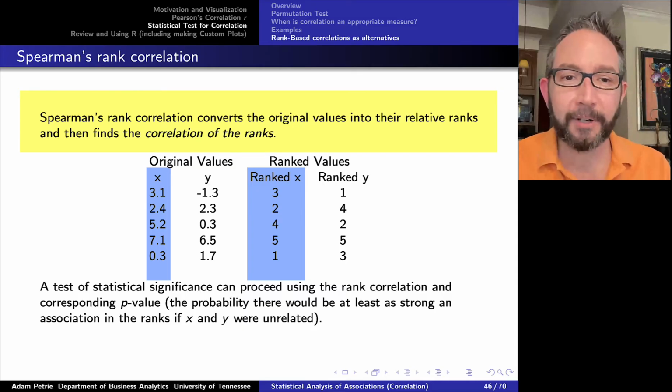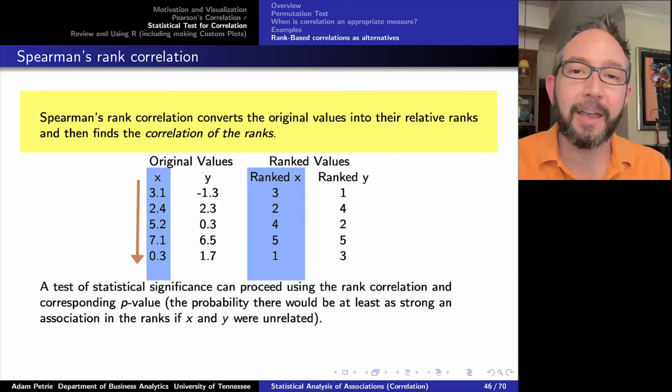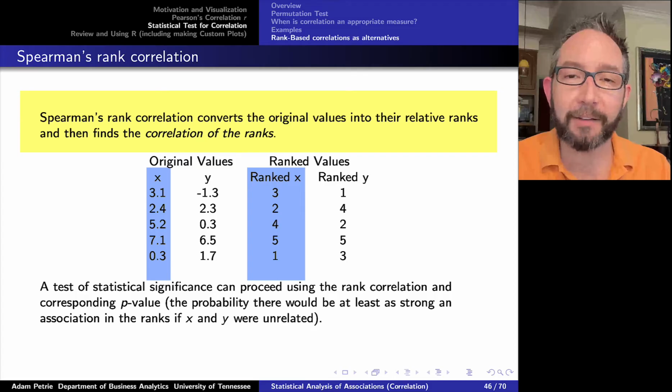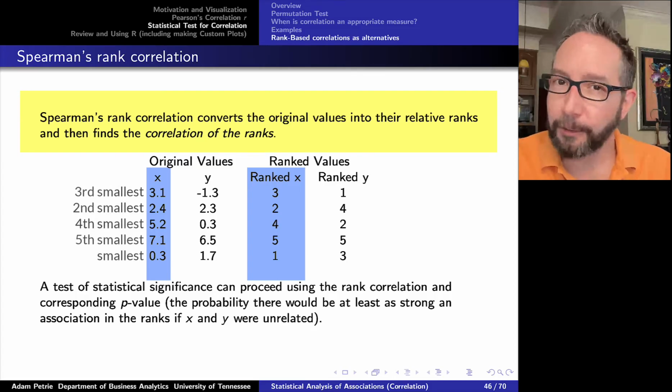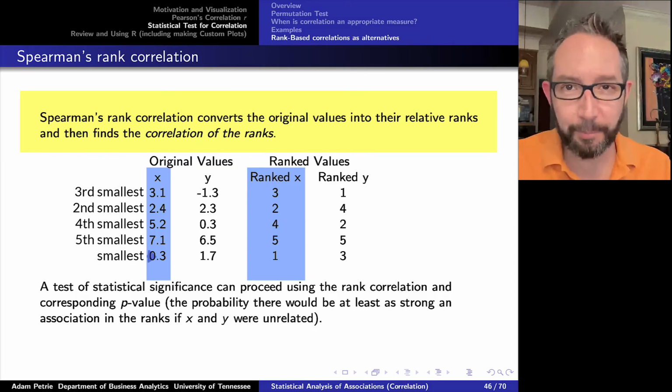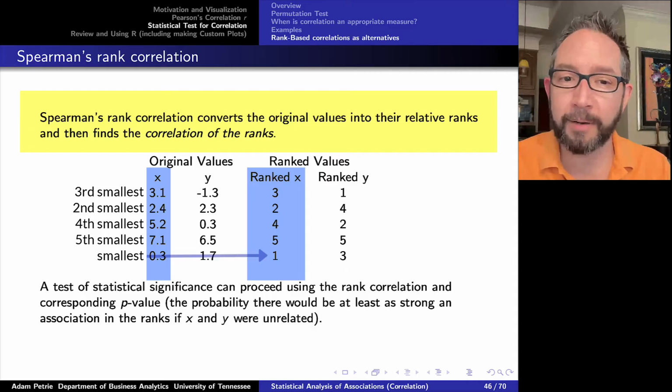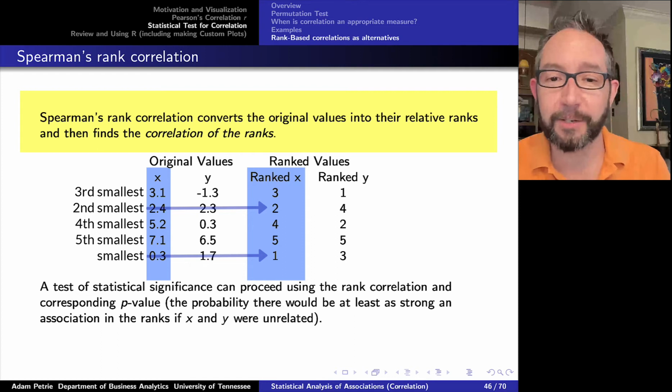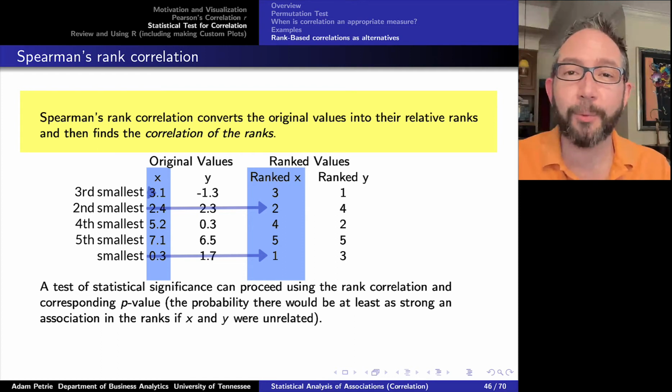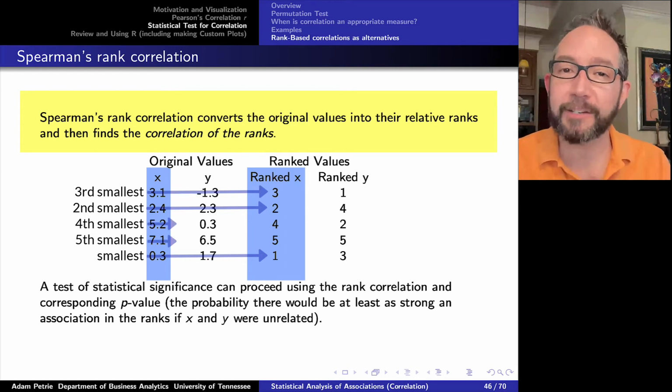So, for example, in our column of X here, we have 3.1, 2.4, 5.2, 7.1, and 0.3. And what we're going to do is replace those values with their ranks. So 0.3 is the smallest data point in the data set here. It gets a rank of 1. The second smallest value, 2.4, we're going to replace that 2.4 with a 2. The third smallest is 3.1. We'll replace that with a 3, so on and so forth.